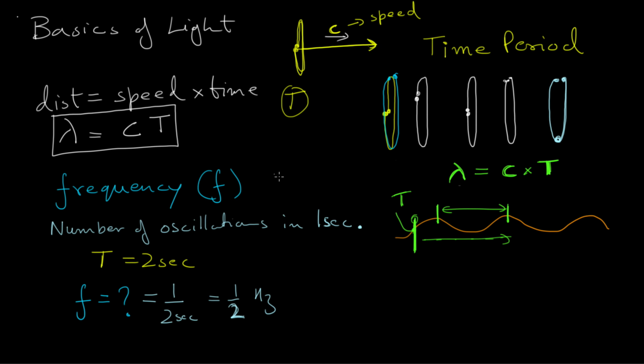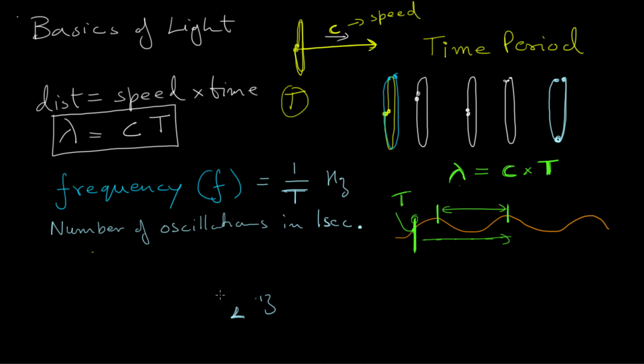If time period is capital T, your frequency will be what? 1/T, right? Same logic. If it takes T seconds to complete a round, then in 1 second it would have done 1/T of a round. Is that clear, people? Any doubt?